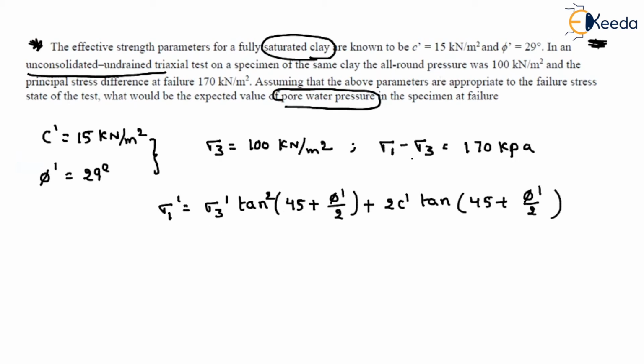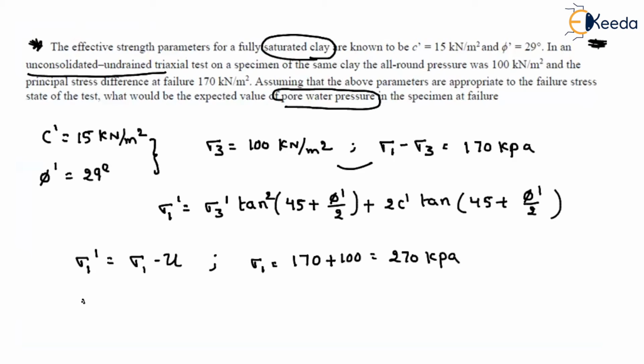So what about sigma 1 dash? That is nothing but the effective major stress. That is nothing but the total major stress minus pore water pressure. So I can express sigma 1 dash as sigma 1 minus u. So what about sigma 1? See these two relations. From this, I can write sigma 1 is nothing but 170 plus sigma 3. Sigma 3 is nothing but 100. So we can say it as 270 kilopascal.